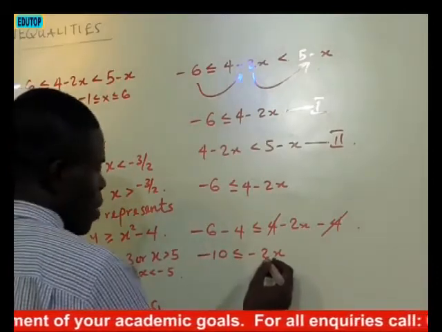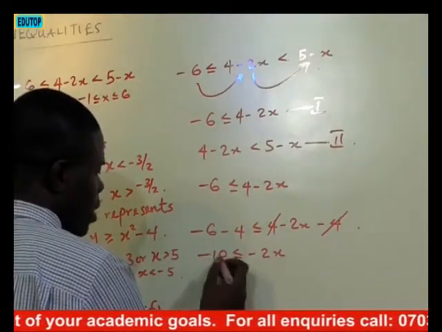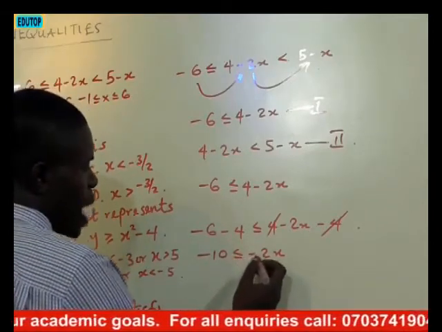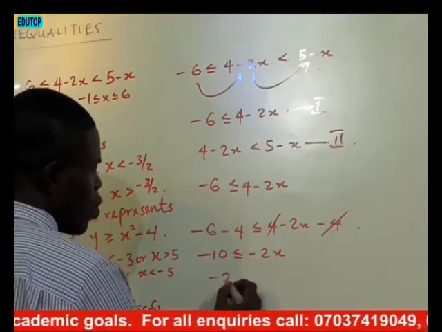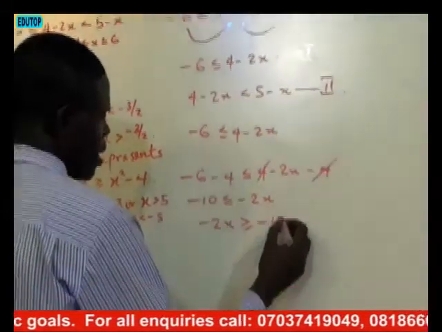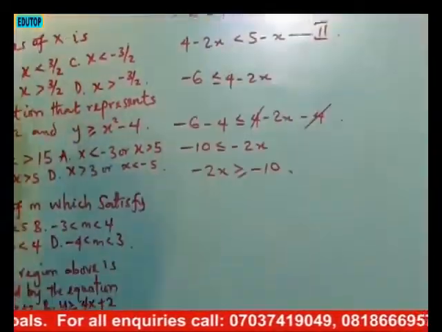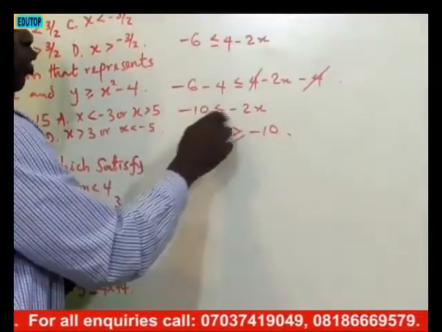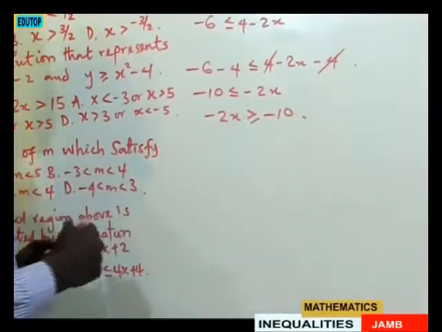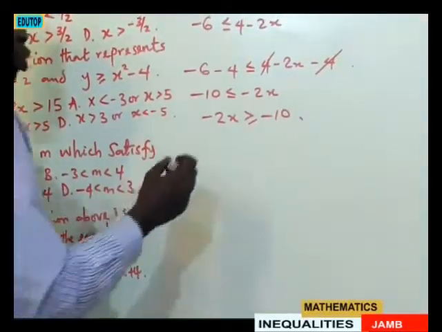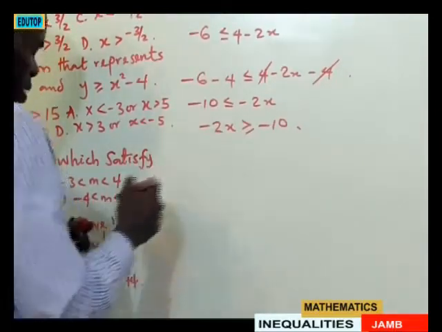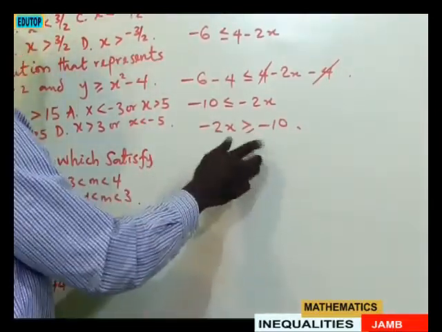Now, the way you have it, minus 10 less than or equals to minus 2x means minus 2x is greater than or equals to what? Minus 10. Take note of that. So minus 10 less than or equals to minus 2x can be interpreted as minus 2x greater than or equals to what? Minus 10. So what do I need to do next? I divide both sides by minus 2.